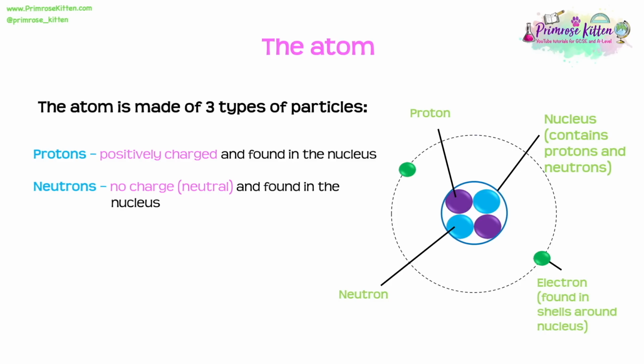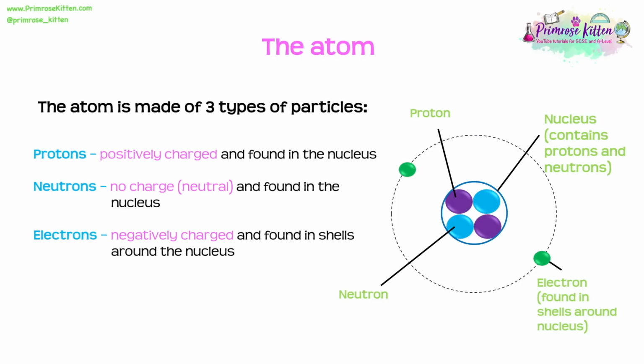Now that third particle found within an atom is the electron. Now electrons are negatively charged particles, and we don't find them in the nucleus this time, we find them in shells which orbit the nucleus. So you can see all this in our little diagram here, and we have to get very used to these diagrams and being able to label them accurately.